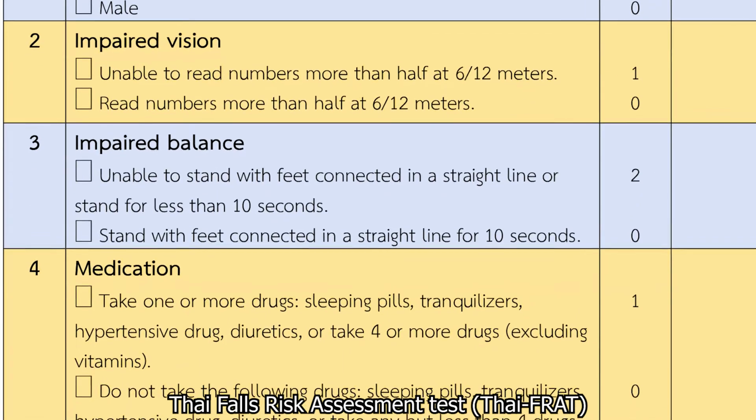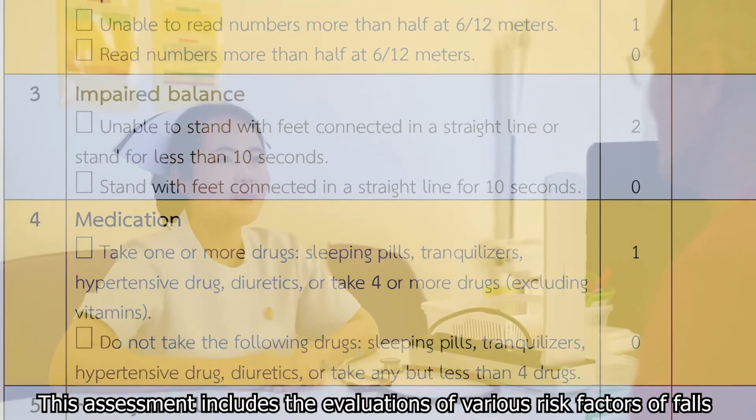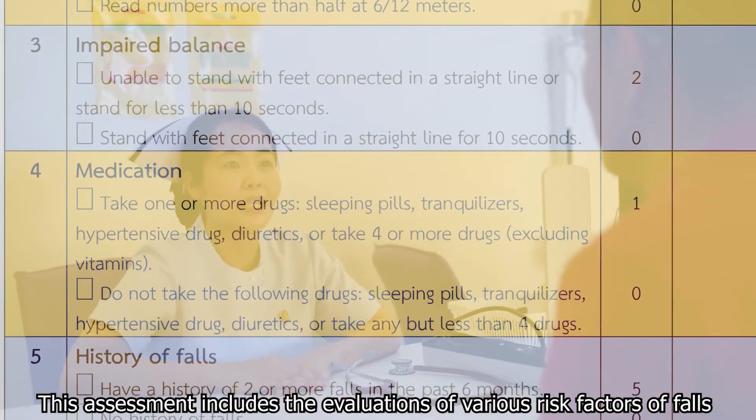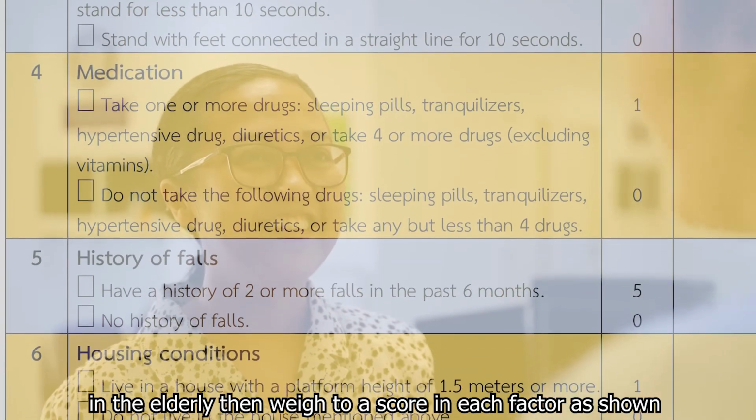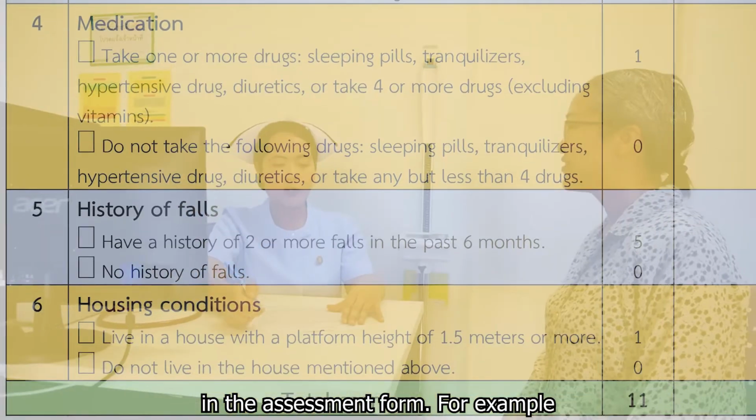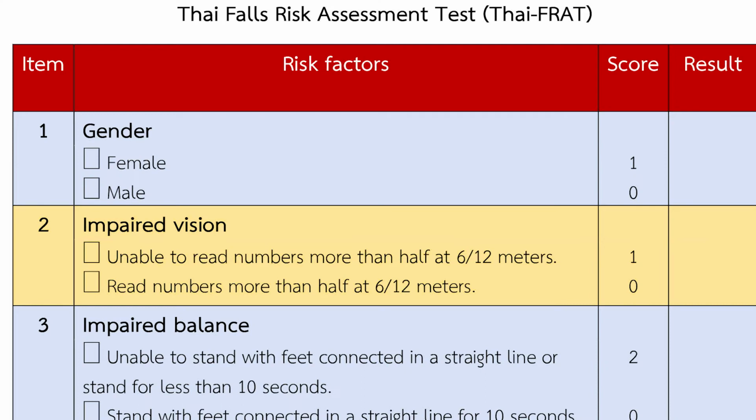Thai DAT FRAT. This assessment includes the evaluation of various risk factors of falls in the elderly, then weights a score to each factor as shown in the assessment form. For example, risk factor 1, gender: female scored 1, male scored 0. Risk factor 2, impaired vision: unable to read numbers more than half at a distance of 6 to 12 meters, scored 1. Read numbers more than half at a distance of 6 to 12 meters, scored 0.